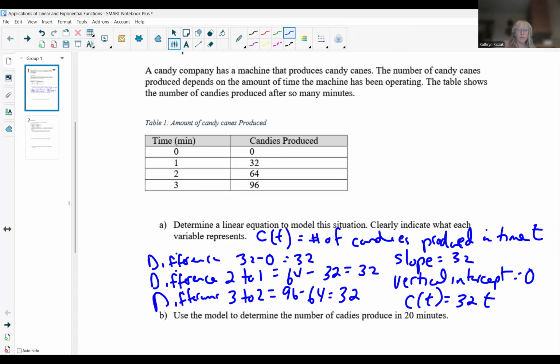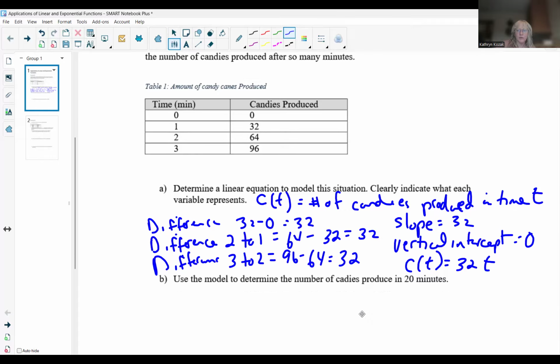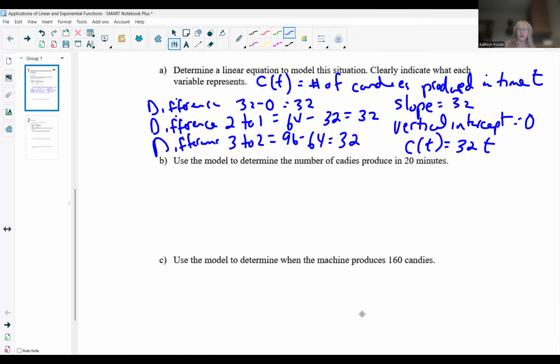Now we're going to use this model to determine the number of candies produced in 20 minutes. So 20 minutes is my time. And so we're going to put T of 20 in. That means everywhere I see a T, I'm going to put a 20. And then I'm just going to multiply 20 times 32. And that is 640 candies.